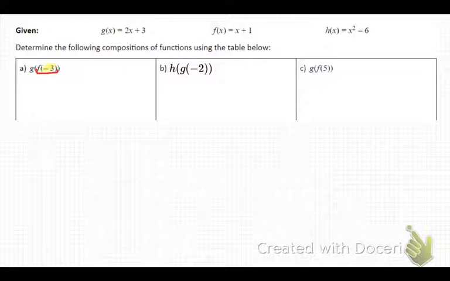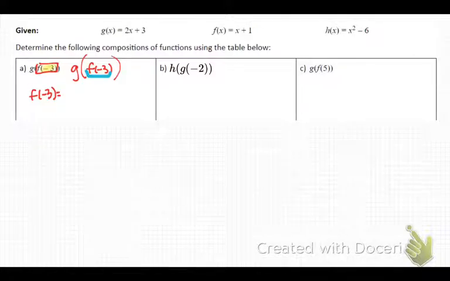And in one of my earlier classes, I had a student say that they get really confused with the parentheses. So one of the things that I like to do when I do these kinds of problems is I like to identify my inner function. And then when I rewrite it, I'll make the outer parentheses really big so I know what's inside and what's not, okay? So we're going to find f of negative 3 first. So f of negative 3 is negative 3 plus 1, which is negative 2.